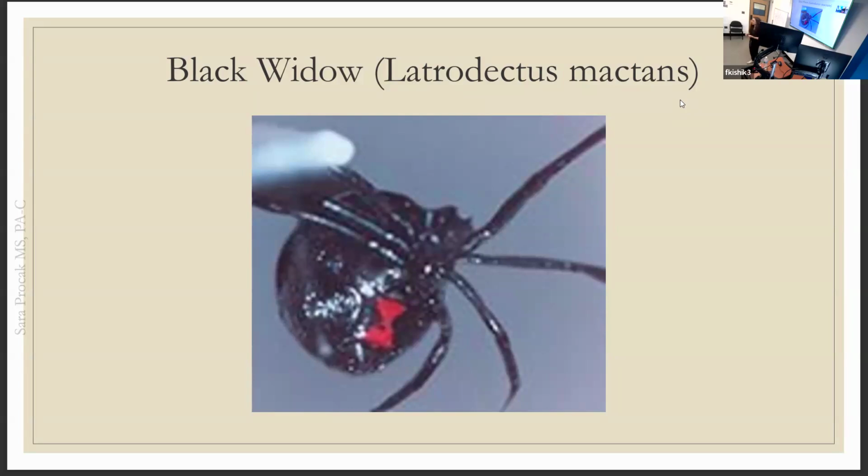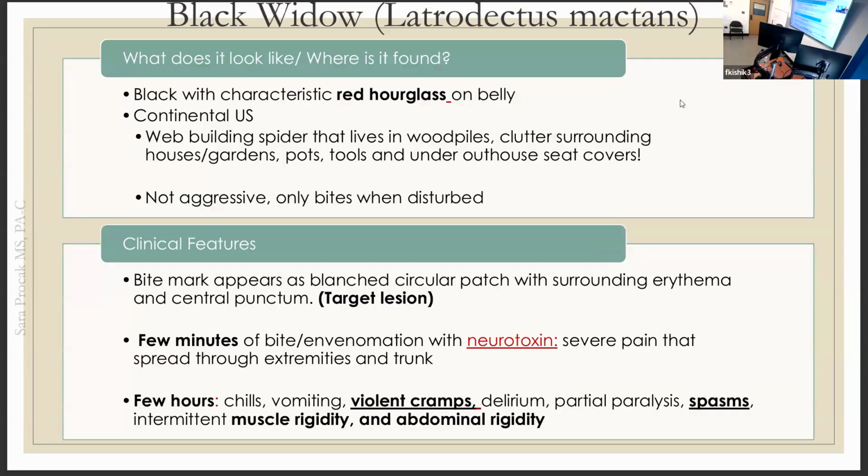Okay, so it's going to be a classic area where people are going to be bitten. All right, so what happens when one of these little guys bites you? Well, it's going to cause a very classic lesion. It's going to be a target-like lesion. You're going to get this circular blanched area. It's going to have a surrounding red halo, and you're going to see what they call a central punctum.